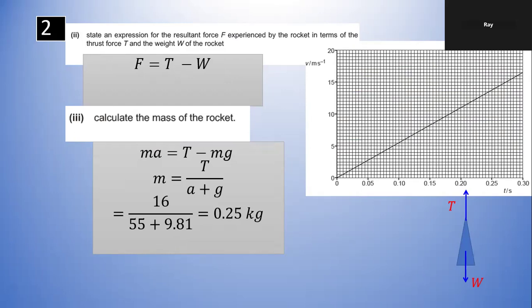Anything you don't agree with? Oh, I just straight away took MA equals 16. You cannot, that's wrong already. You must subtract the weight. That's the reason why they ask you to calculate this one. So F equals MA, and T, and W equals mg. So to calculate the mass, take this one across. A minus A plus G. A plus G.